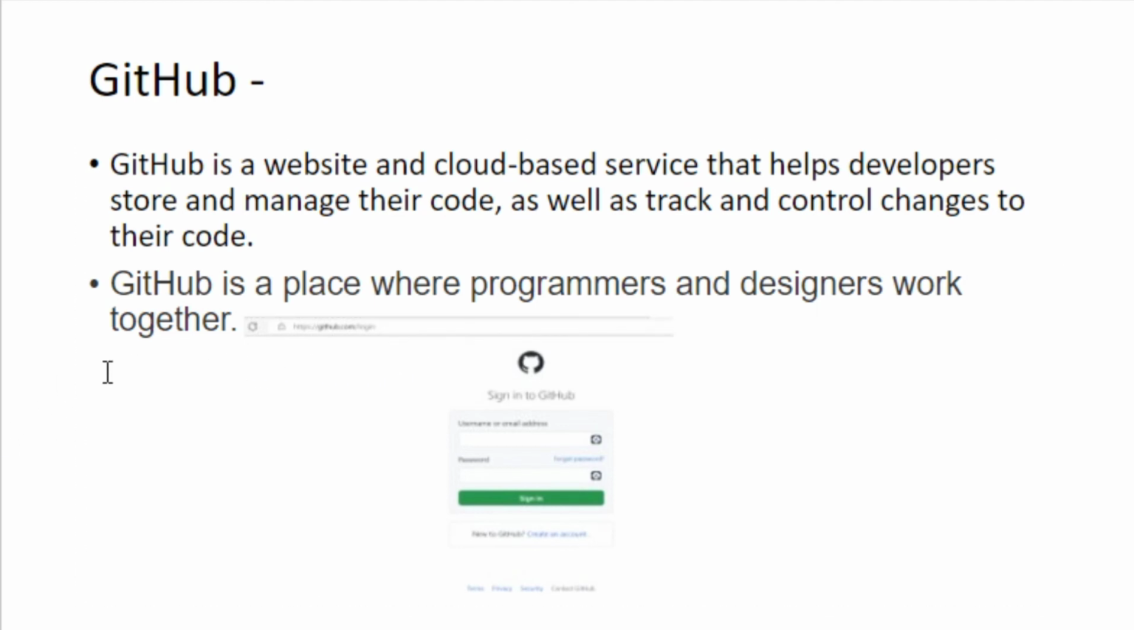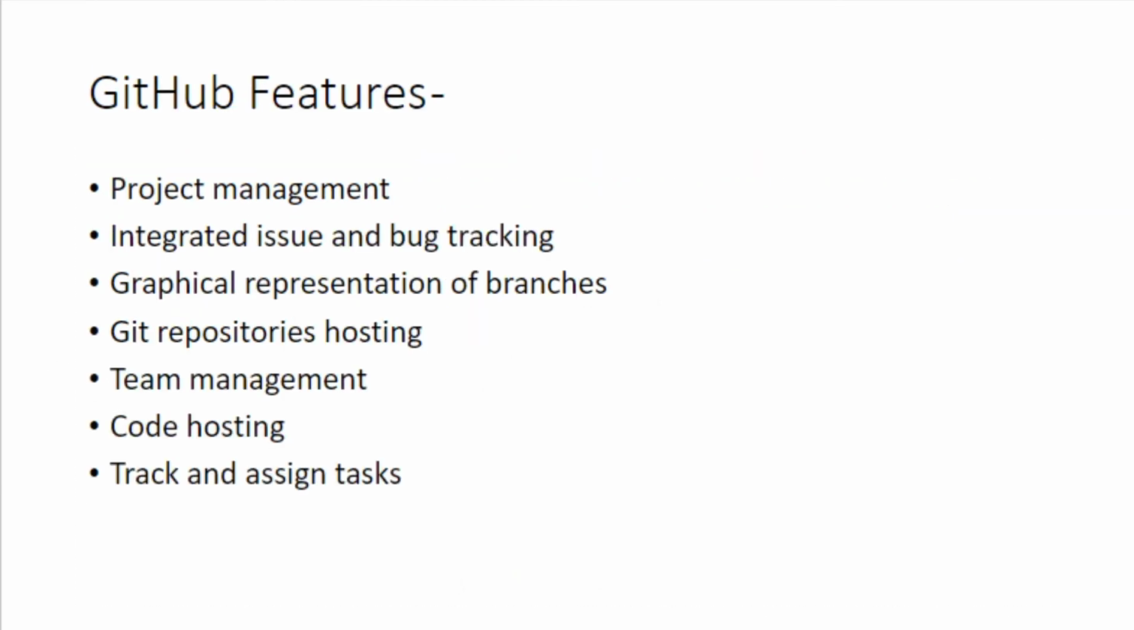There are a few features of GitHub which we will see. Project management: GitHub is a place where project managers and developers come together to coordinate, track, and update their work so that projects are transparent and stay on schedule. Another one is integrated issue and bug tracking. If we have any bugs in our code, we can easily track them. Graphical representation of branches.